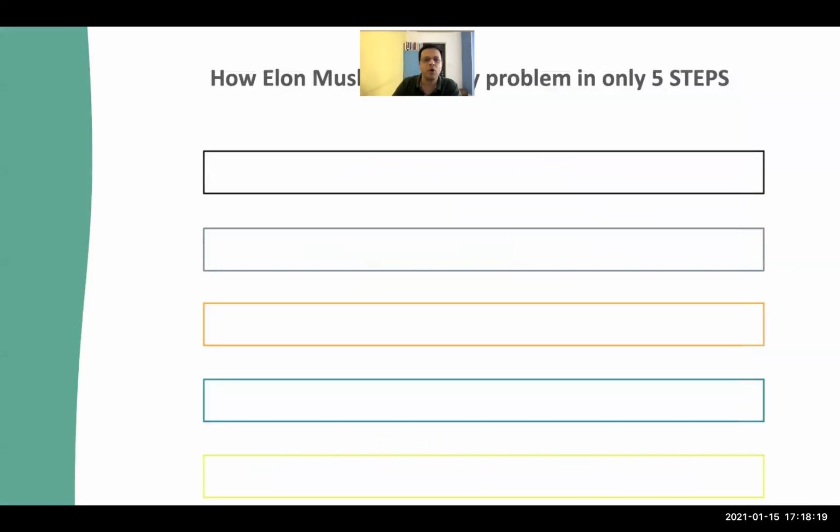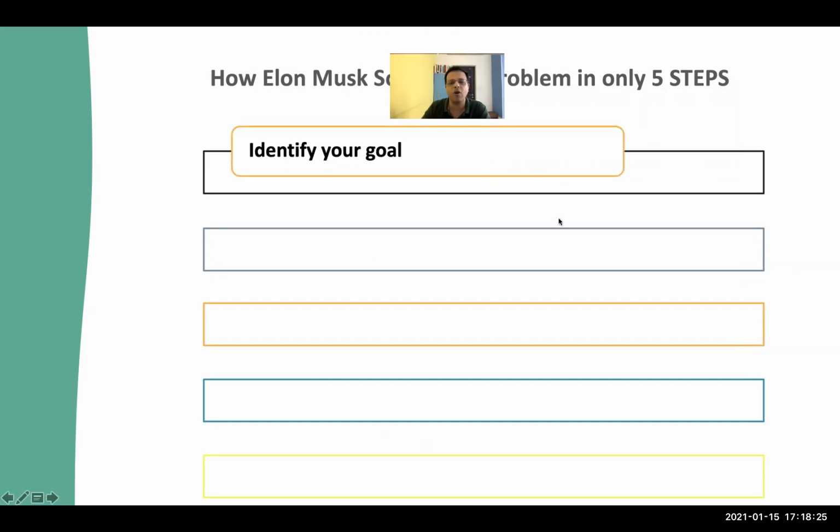Okay. So, how does Elon Musk solve any of his problems in only 5 steps? Identify your goal. Let's say, let's take Masai School itself and apply first principle thinking. Our goal is to reduce the skill gap. In other words, increase the skillability and the employability quotient of the individual students so that they can get meaningfully employed. That is our goal.